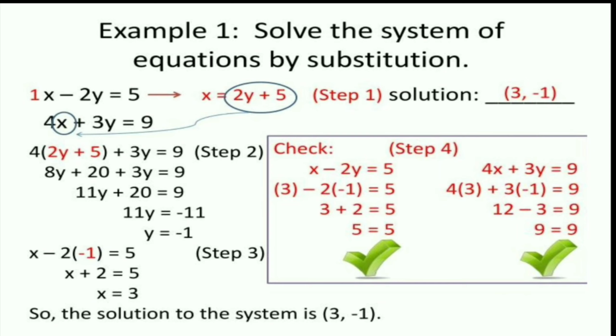Now we will put this value in place of x in the second equation. We have 4x plus 3y is equal to 9, and x is equal to 2y plus 5, so in place of x we have put 2y plus 5 inside the bracket, and then plus 3y is equal to 9. Now we need to solve: 4 times 2y is 8y, 4 times 5 is 20, plus 3y is equal to 9. Here 8y and 3y are like terms, so 8 plus 3 is 11y, plus 20 is equal to 9. Now transpose again, so we get y is equal to minus 1.